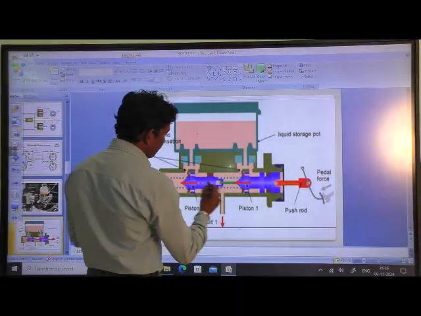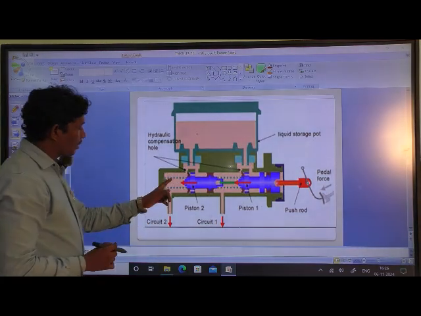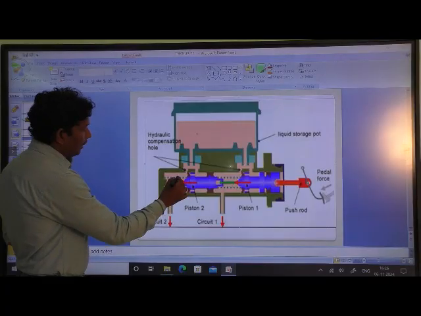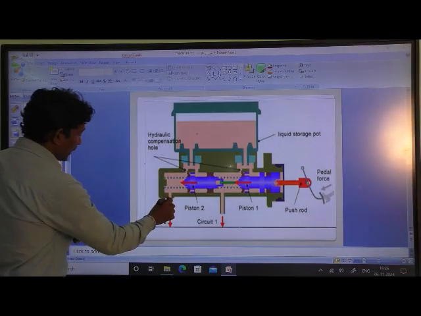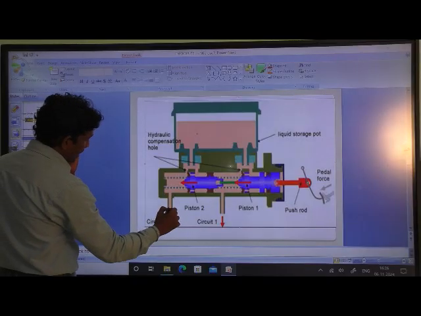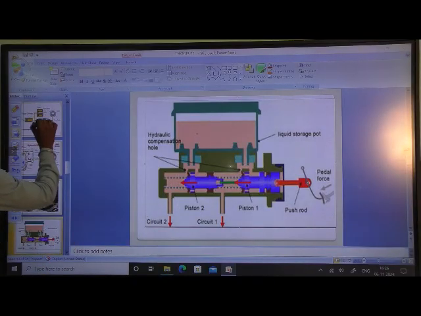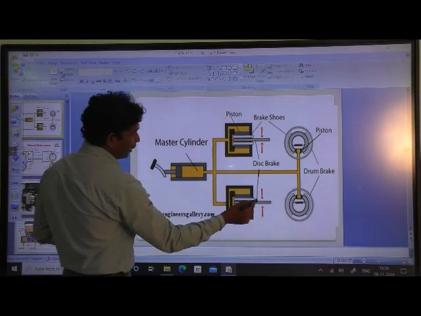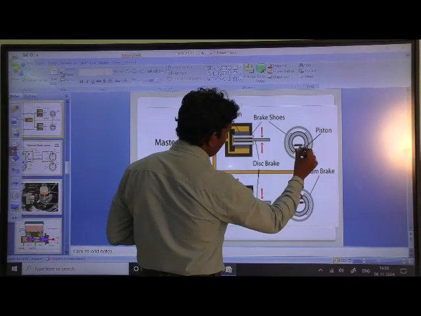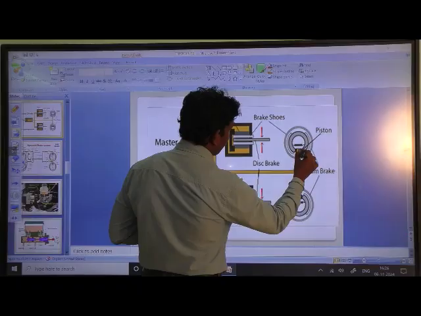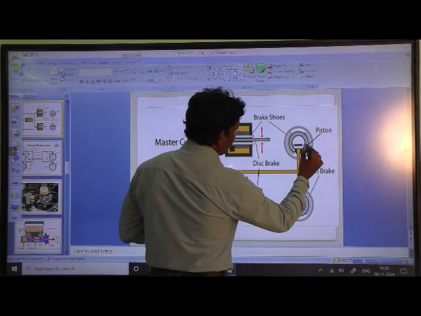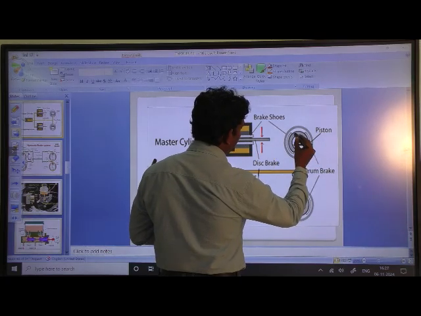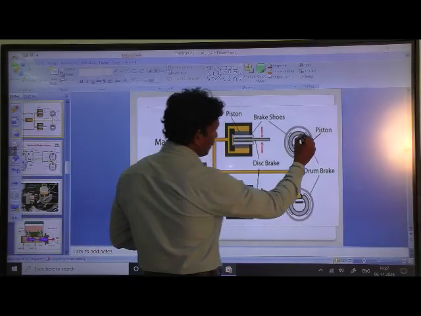By the compression, the fluid of the master cylinder in front of the piston gets compressed, and that compressed pressurized fluid comes to the wheel cylinder. The pressurized fluid expands the wheel brake shoe and brake lining toward the brake drum.